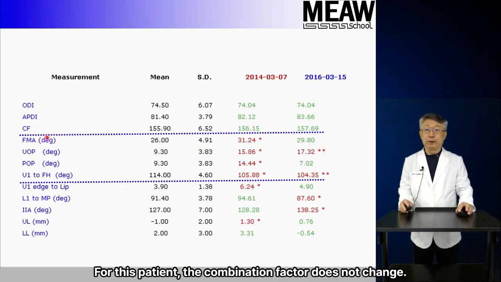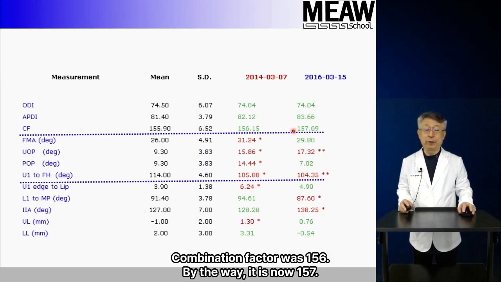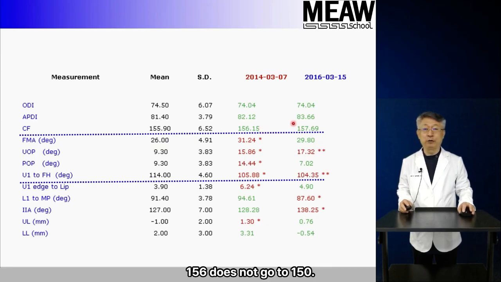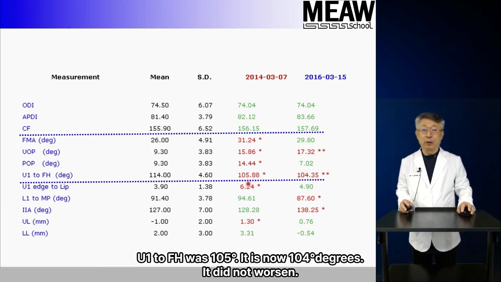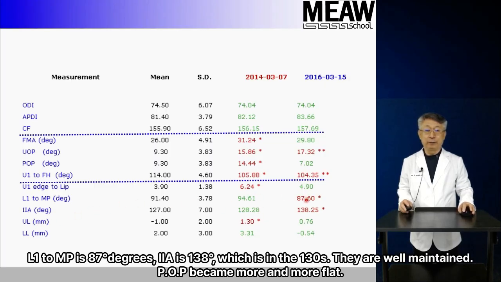For this patient, the combination factor does not change. Combination factor was 156, by the way. It is now 157. 156 does not go to 150. U1 to FH was 105. It is now 104 degrees. It did not worsen. L1 to MP is 87 degrees. IIA is 138, which is in the 130s. They are well maintained. POP became more and more flat.